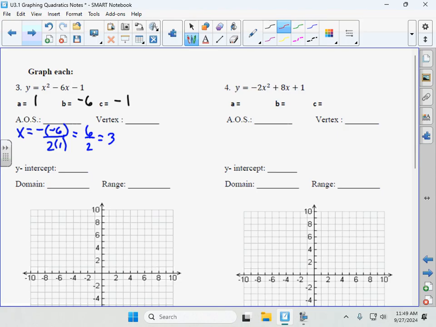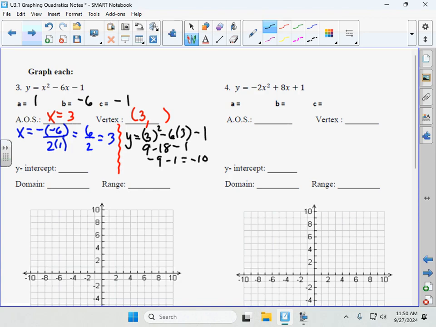Again, write the equation of a line. X equals 3. Take the 3 and put it right in the x spot for the vertex. And now we're going to plug 3 in for all the x's, solve for y. Y equals 3 squared minus 6 times 3 minus 1. So that's 9 minus 18 minus 1. Negative 9 minus 1 is negative 10. So our vertex is 3, negative 10. Our y-intercept, again, is the c value, which is negative 1.